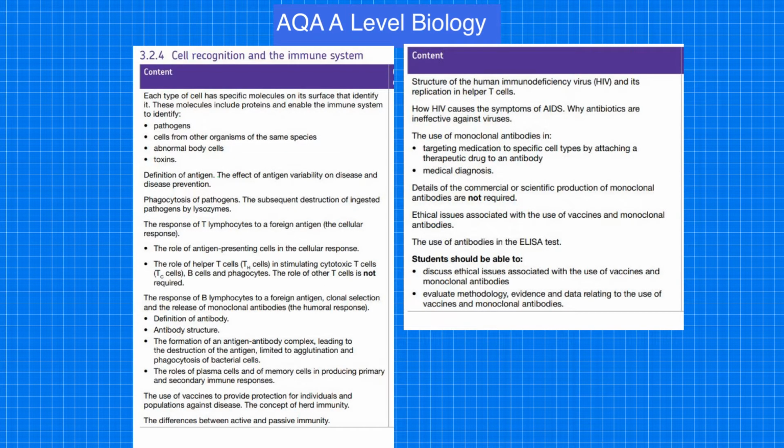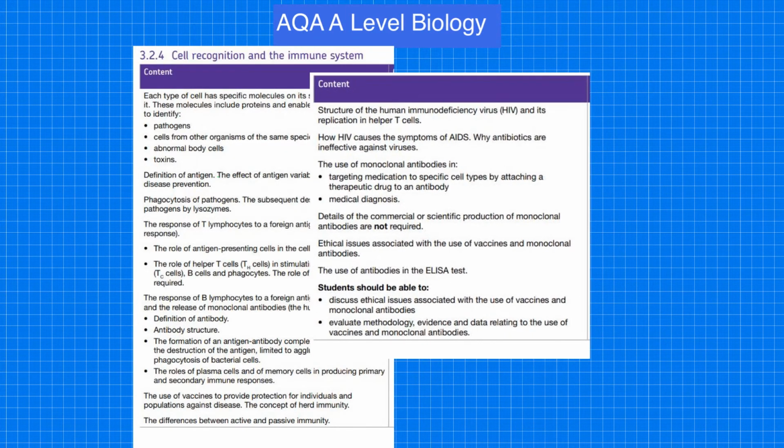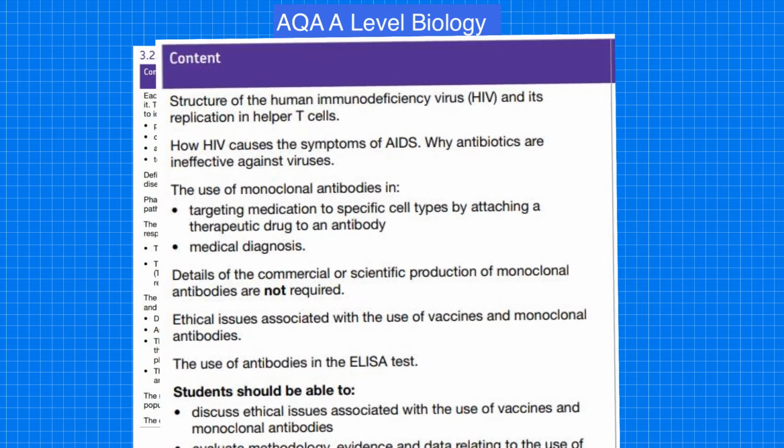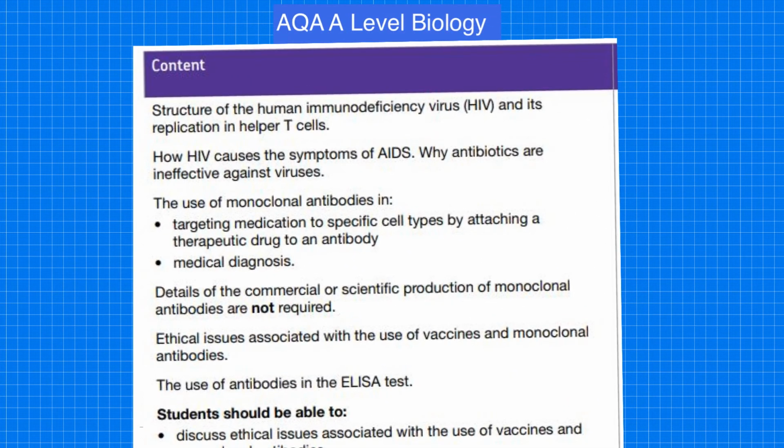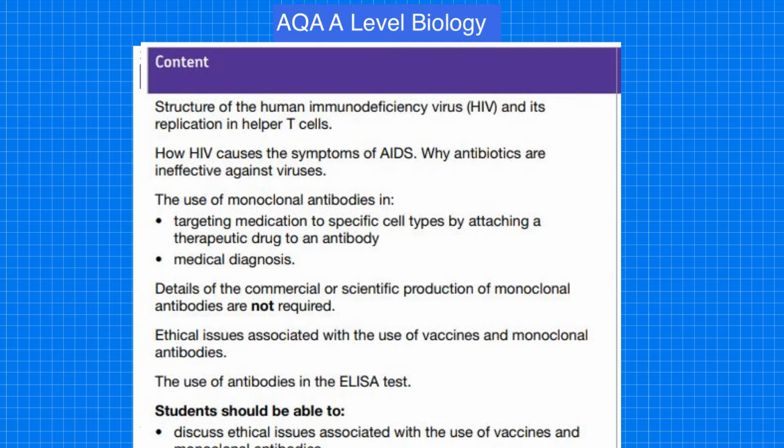So here is the AQA spec, and for this lesson we're going to be looking at the structure of the human immunodeficiency virus and also how HIV causes the symptoms of AIDS. And also we'll be looking at why antibiotics are ineffective against viruses.